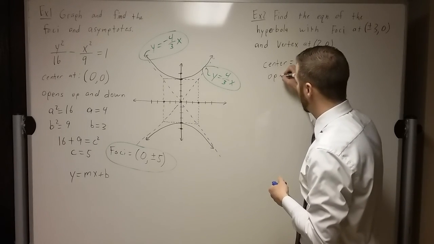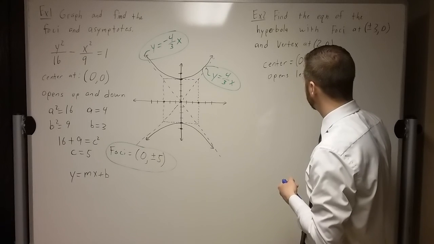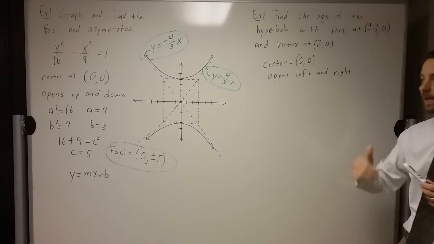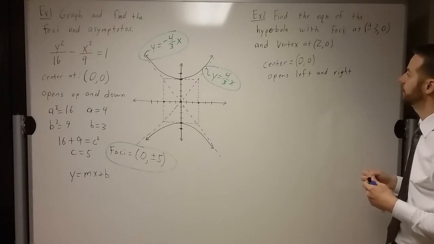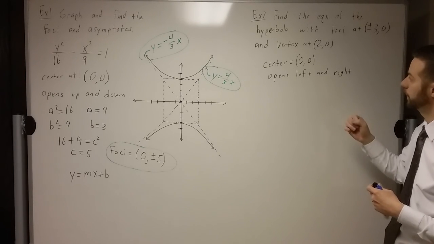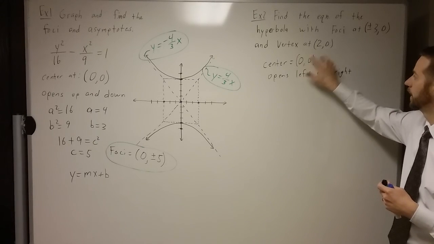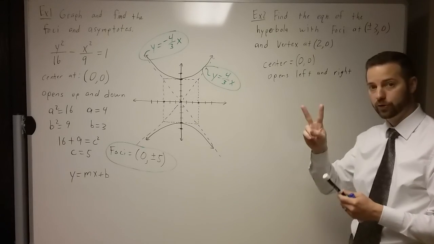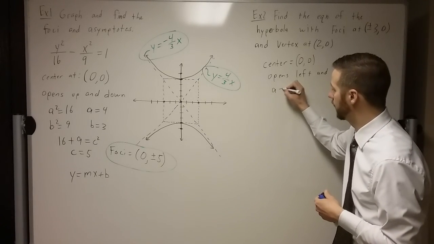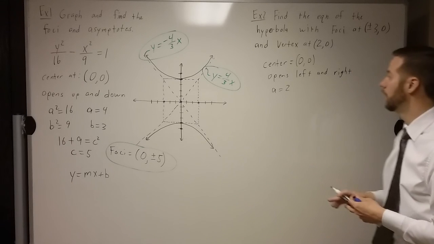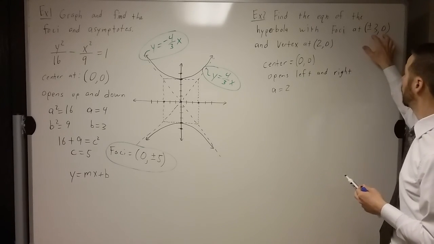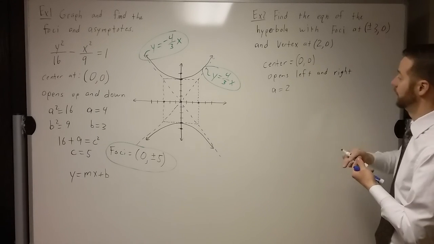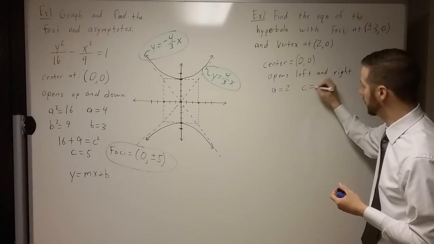So this opens left and right. Now keep in mind what A, B, and C represent. A is the distance from center to vertex. There's the center, there's the vertex. Distance from center to vertex is 2 units, and so in other words, on this one, A is 2. Distance from center to focus is C, and so the distance from center to focus is, in this case, 3 units, so C is 3.